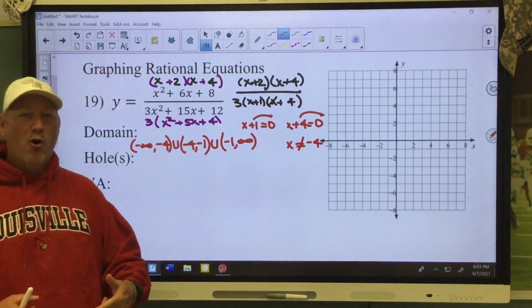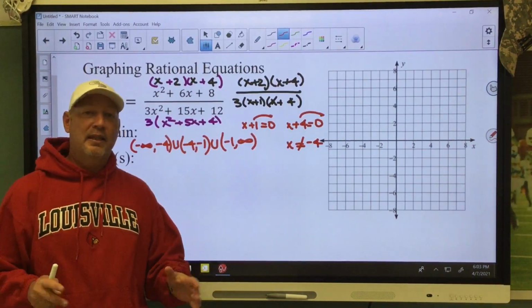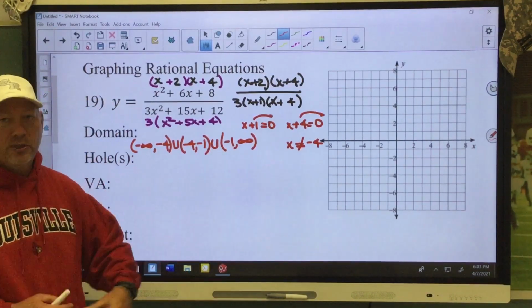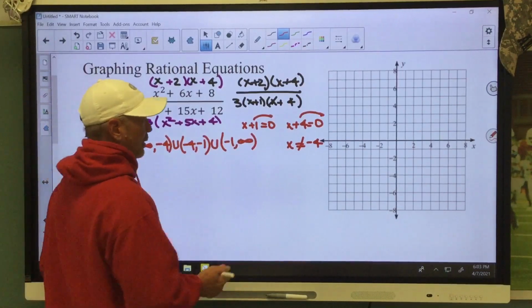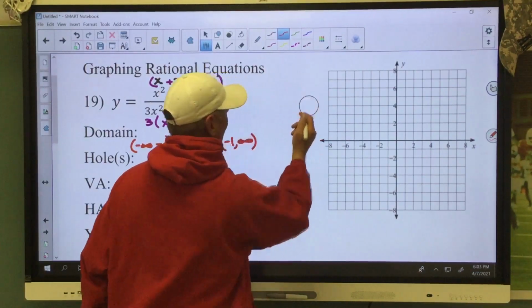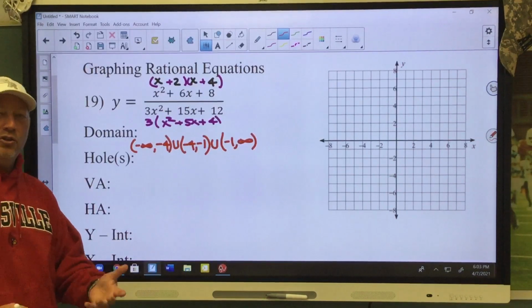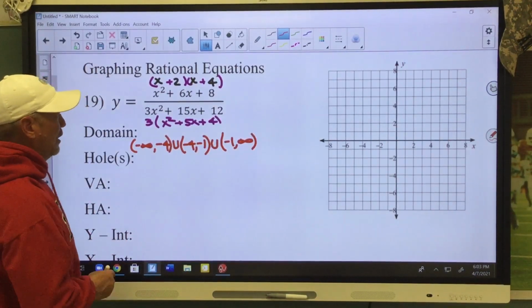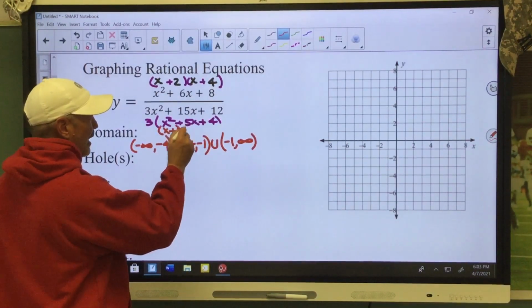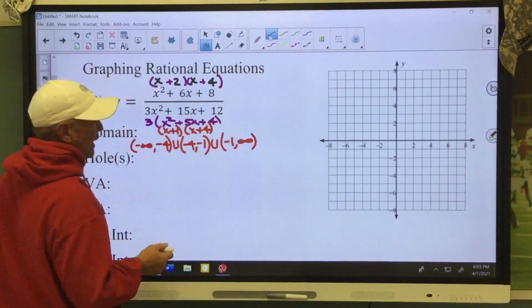Okay? You always find your domain before you reduce. It's the only thing that we find before we reduce, but you need to find your domain before you reduce. Okay? So, let me get over here. Get rid of some of this stuff. Okay, now, the next thing we want to talk about is, do we have a hole? How do you know if you have a hole? Well, if you have something that will cancel, in this case we had x plus 1, x plus 4. Yes, we have something that would cancel.